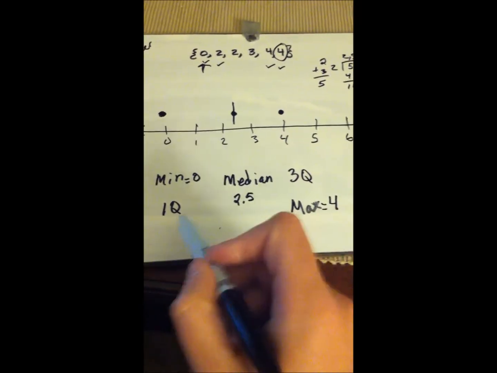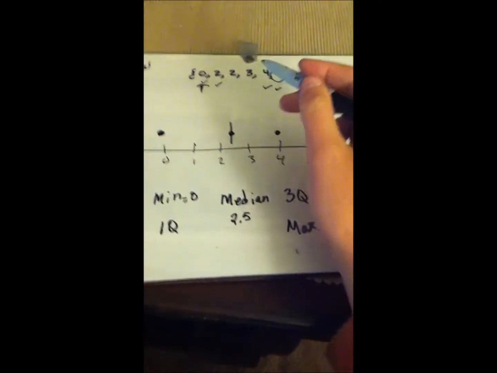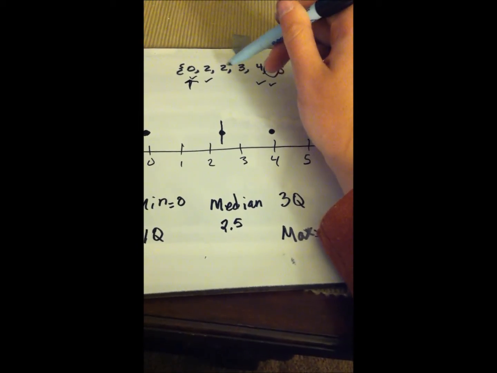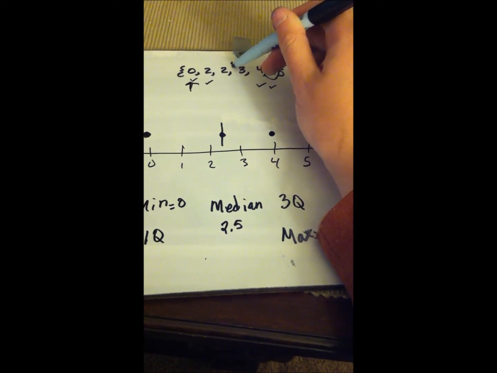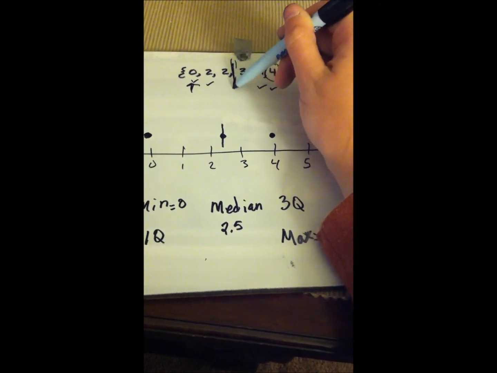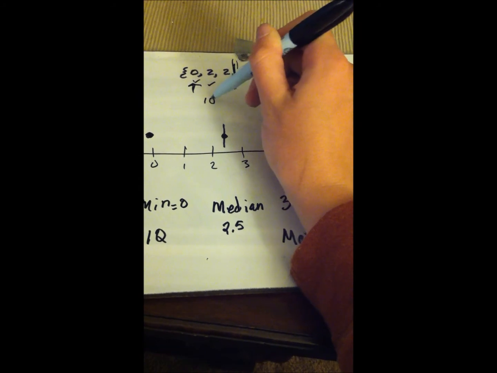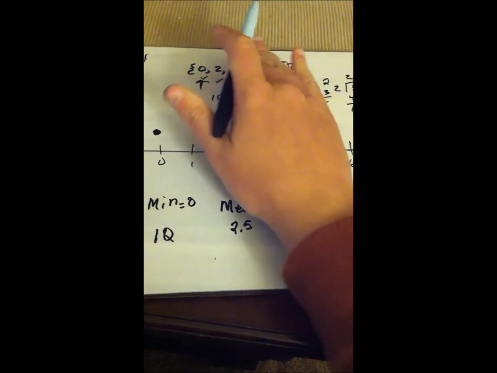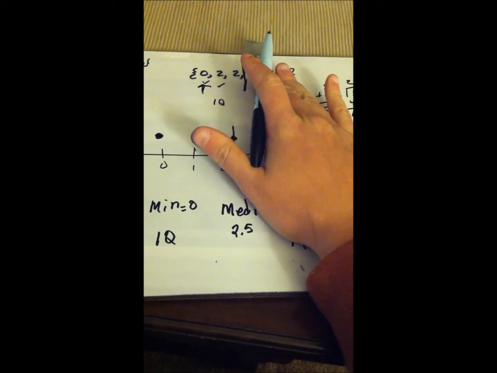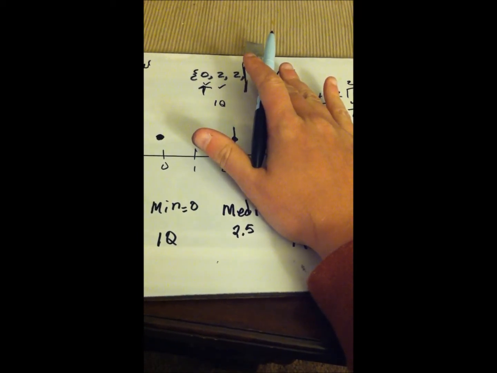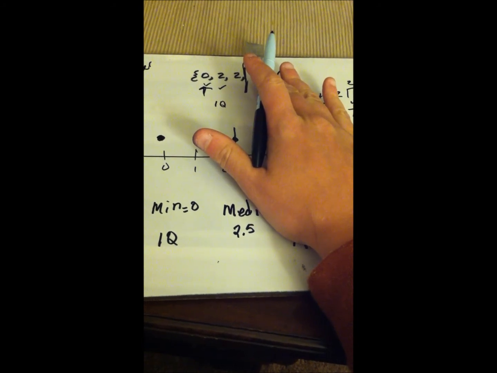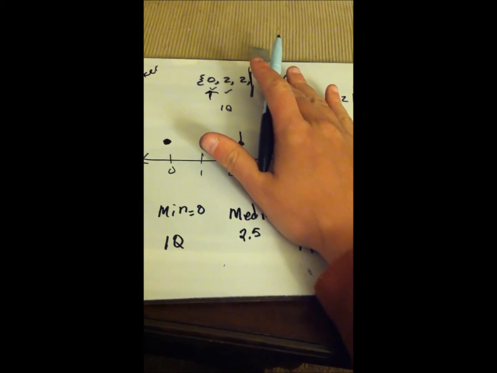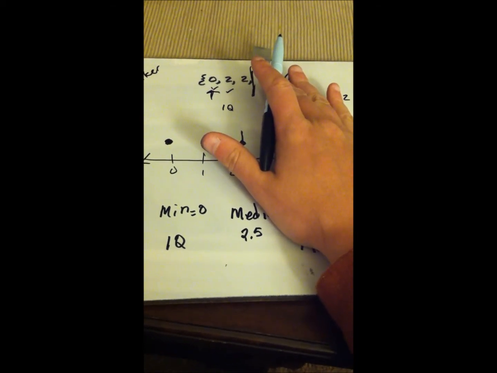Now, for the first and third quartile, we talked about, go back to your data set, and where's my median? My median was in between the 2 and the 3. So you draw a line down the middle and you separate. This is going to be your first quartile side. This is going to be your third quartile side. Essentially, I just need to cover the first half of data. Look at those 3 numbers, 0, 2, and 2. What is my new median of just those 3 numbers?